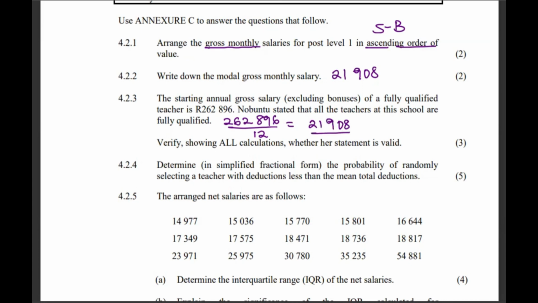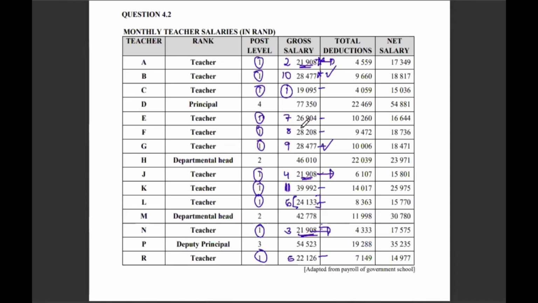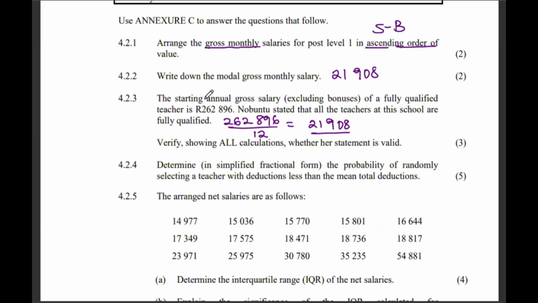And remember, is this the lowest? It's the second lowest, 19 is lower. But the question says all the teachers at the school are fully qualified, so verify showing calculations. So it's not valid. It's invalid.